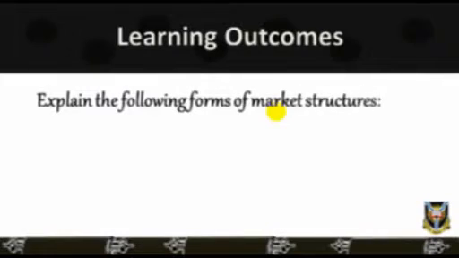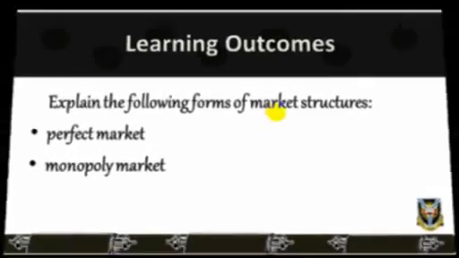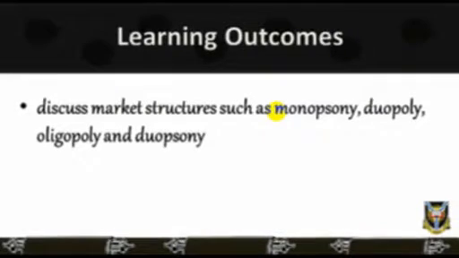Learning outcomes. When you have studied this session, you should be able to: 1. Explain the following forms of market structures: A. Perfect market. B. Monopoly market. 2. Discuss market structures such as monopsony, duopoly, oligopoly, and duopsony.